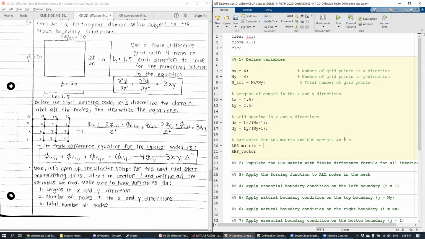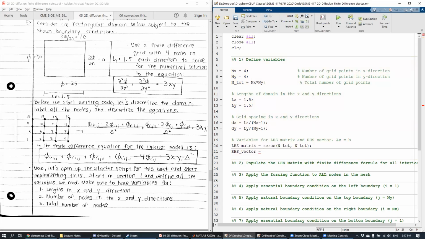Okay. Right. Remember, the standard that we use for this is the zeros command because we want to create something with all zeros first. Okay. Right. And then the size of this matrix is going to be n total by n total. Okay. And remember, the reason for that is we want one equation for each of these nodes in the grid. Okay. And so since we have 16 nodes, then we should have 16 equations and 16 unknowns.